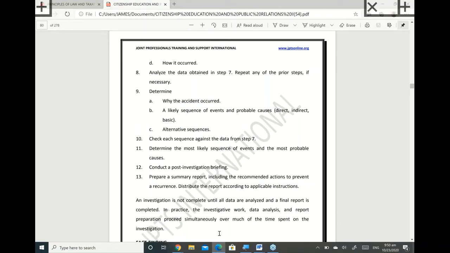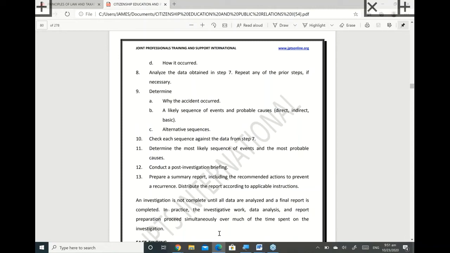Possibly an accident might occur intentionally. An accident might also occur unknowingly. Then the likely sequence of events and probable causes: direct, indirect, and basic. Are they direct causes? Are they indirect causes? Or are they just basic, the primary things that happen when an accident happens? Then we now have alternative sequences.